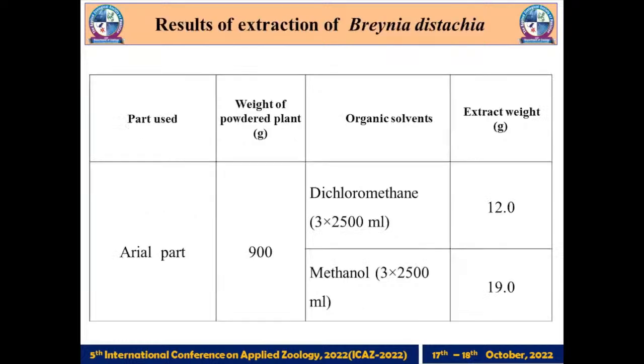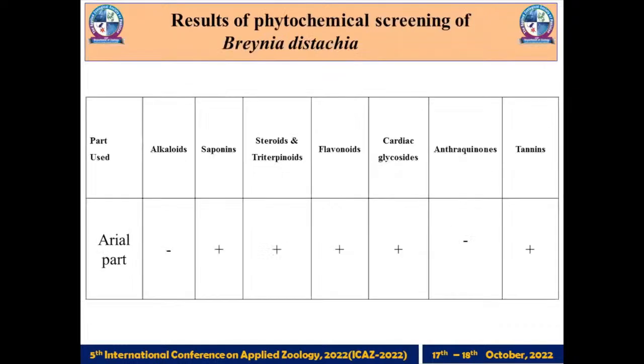Result of extraction. The part used was the aerial part. 900 grams of plant were used. Organic solvents used were dichloromethane and methanol. 12 grams of extract obtained from dichloromethane and 19 grams of extract obtained from methanol. Different phytochemical tests were also performed. The result of phytochemical screening shows that saponins, steroids and triterpenoids, flavonoids, cardiac glycosides, and tannins were present, while alkaloids and anthraquinones were absent.